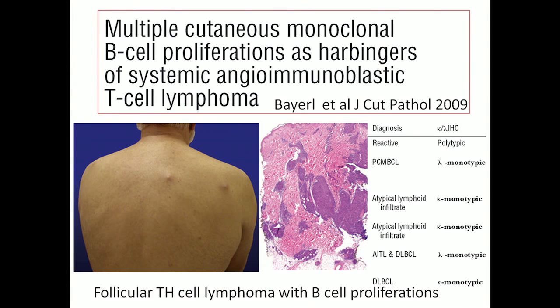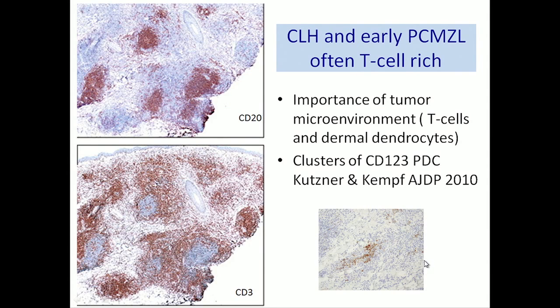Patients with angioimmunoblastic T cell lymphoma, follicular T helper driven, develop multiple skin infiltrates over time, which may be monotypic or polytypic. And when you find patients where one lesion is kappa restricted and the other one is lambda restricted, be aware that you have a T cell driven lymphoproliferative process. Look for those T cell lymphomas. The skin lesions may present before the nodal lesions. MZLs are often very T cell rich, often with this pattern of central B cells, peripheral T cells.